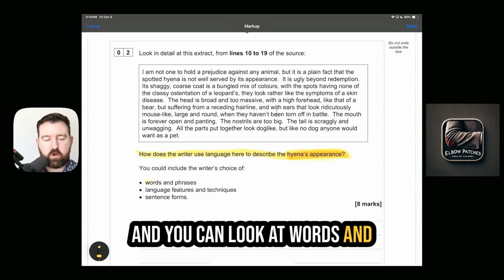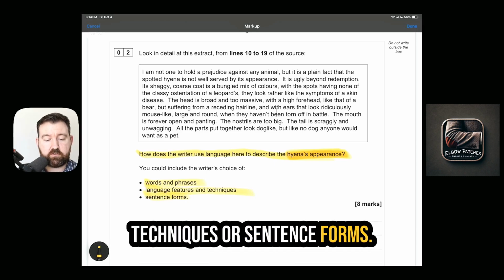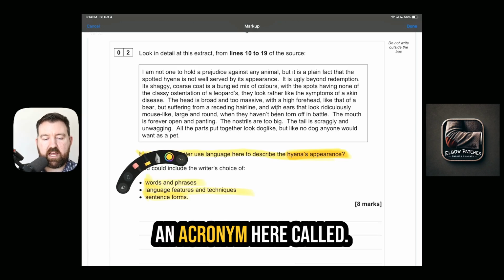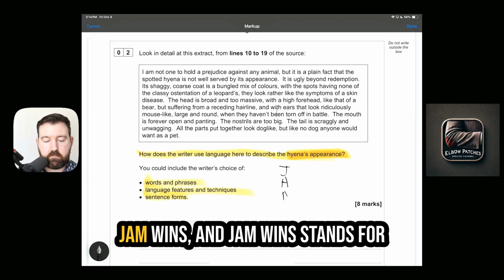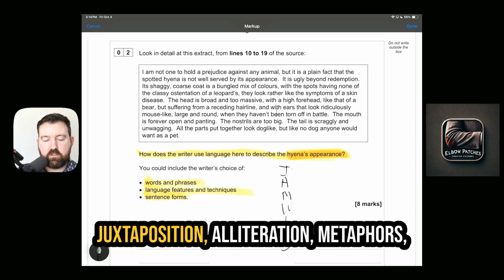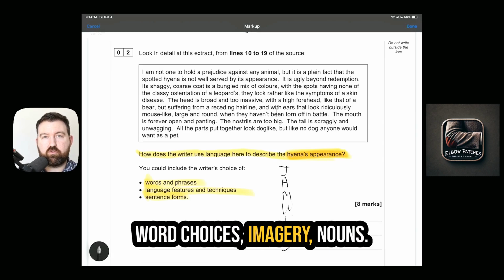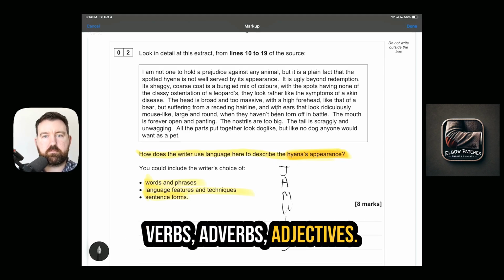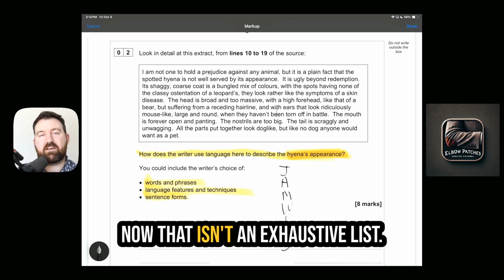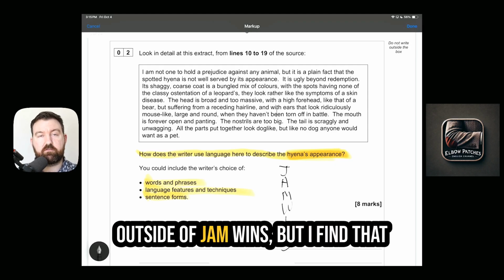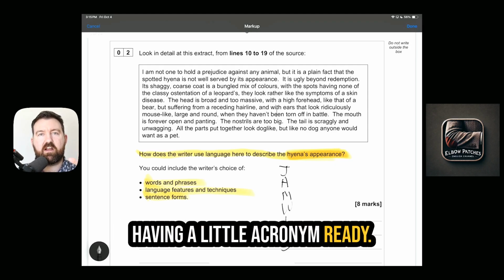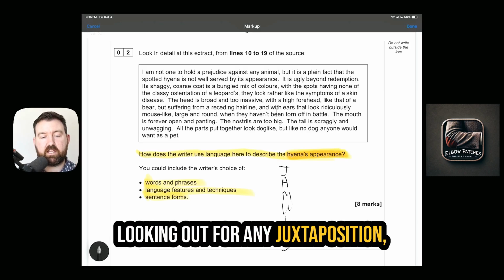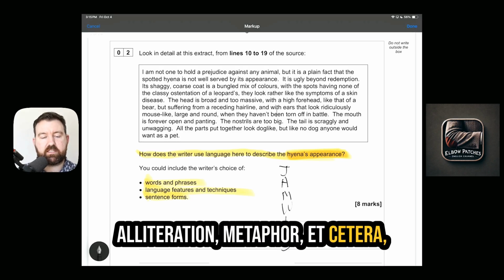And you can look at words and phrases, language features and techniques, or sentence forms. I typically recommend an acronym here called JAM WINS. And JAM WINS stands for juxtaposition, alliteration, metaphors, word choices, imagery, nouns. Now that is a reminder for word classes, basically nouns, verbs, adverbs, adjectives, and then finally similes. Now that isn't an exhaustive list. You can look at other things outside of JAM WINS, but I find that having a little acronym ready, so as you read this, you're looking out for any juxtaposition, alliteration, metaphor, etc., is really helpful.